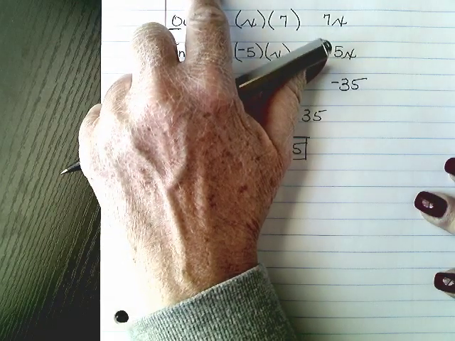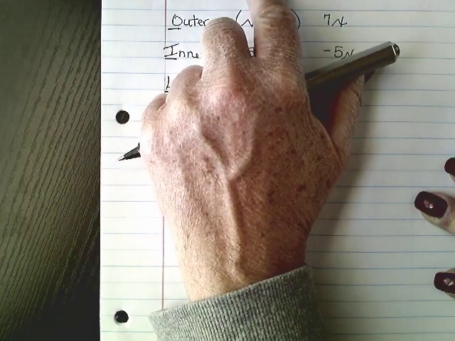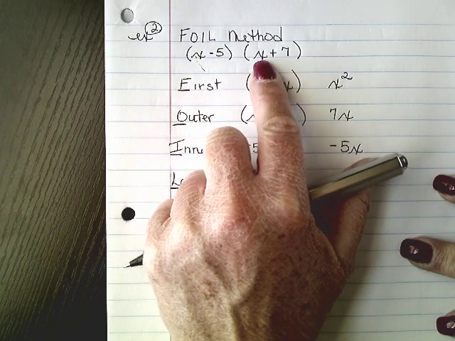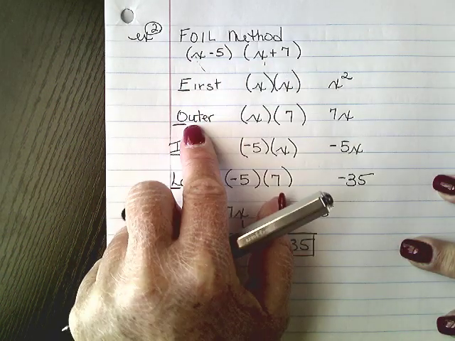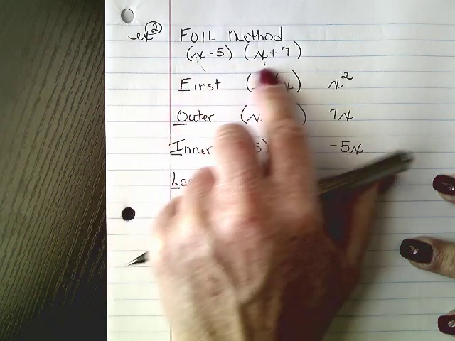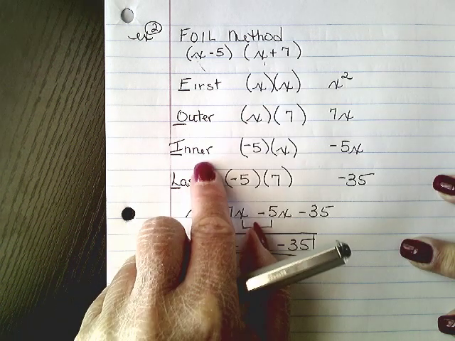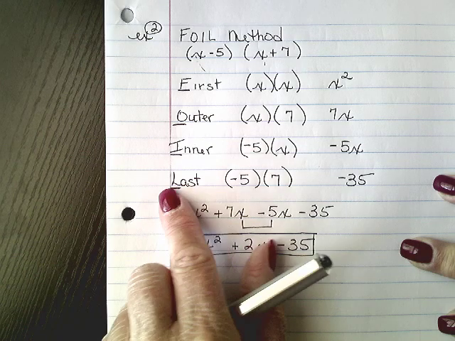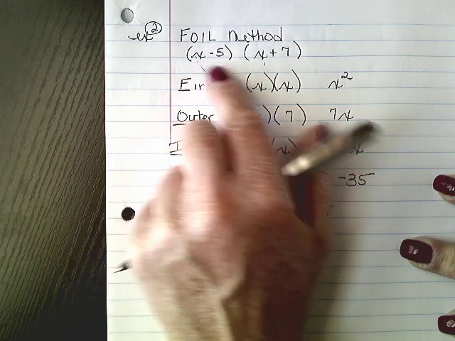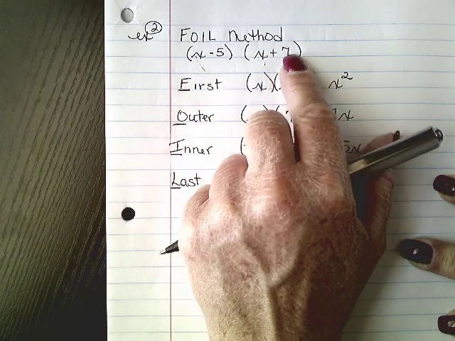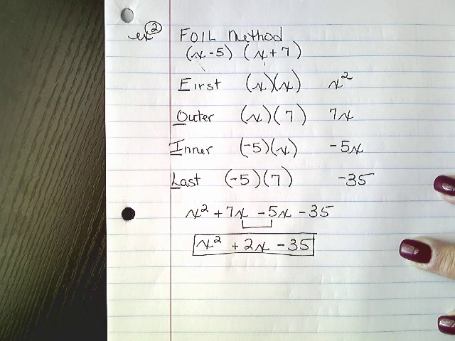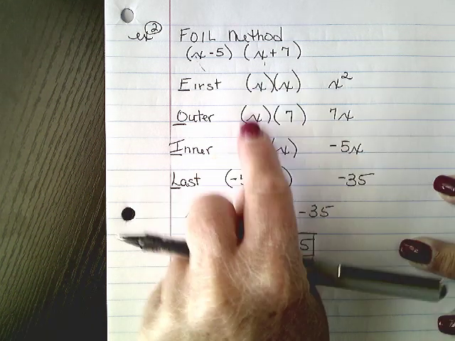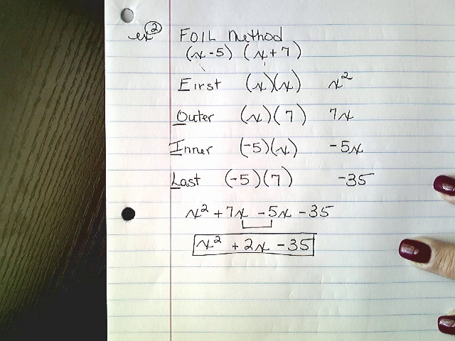Okay, so I did the first term, which was x times x. Then I did the outer terms, which was x times 7. The inner term, negative 5 times x. And then the last terms, which would be negative 5 times 7. And that would be the first, outer, inner, and last.